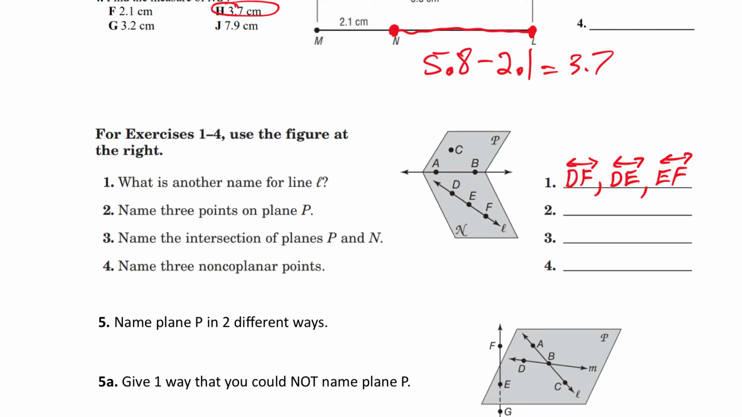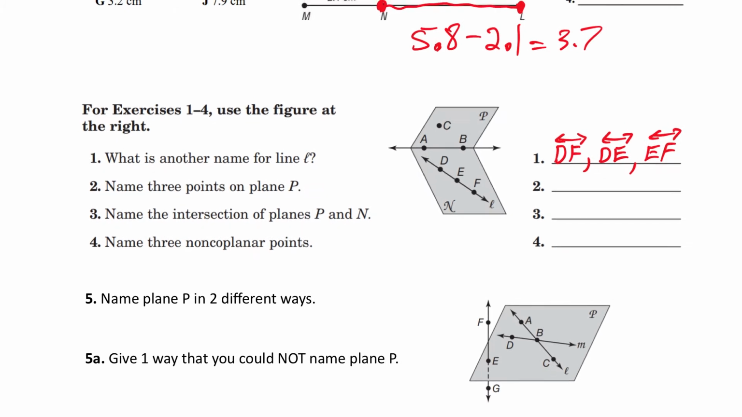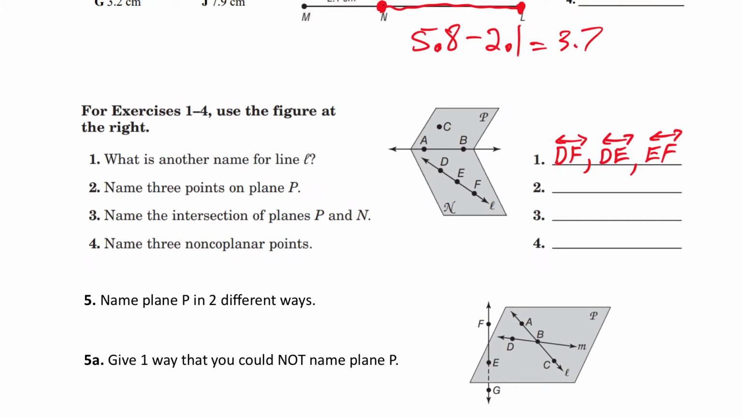Number 2 says name 3 points on plane P, which really there's only 3 names. So what are the 3 points named on plane P? CAB. Good. Here's plane P up here. C, A, B are the only ones on there. Point A, point B, point C.